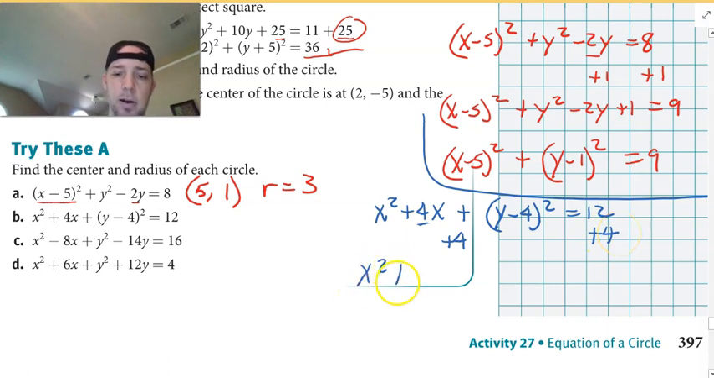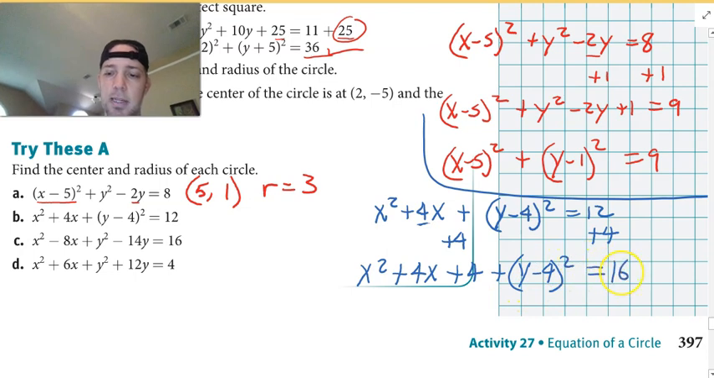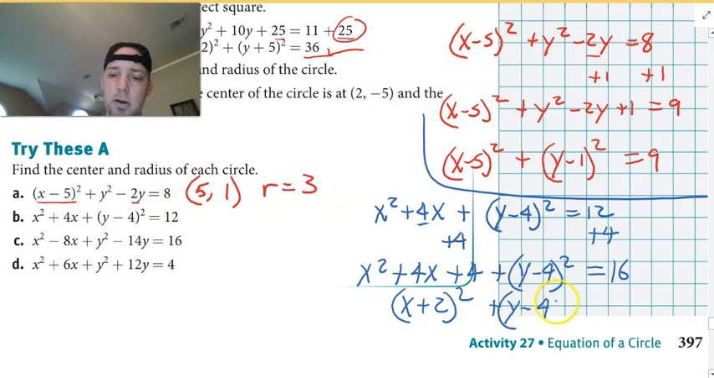So x squared plus 4x plus 4 plus y minus 4 squared equals 16. And now I can complete the square here. So I can write this as x plus half of b, so x plus 2 squared plus y minus 4 squared equals 16.